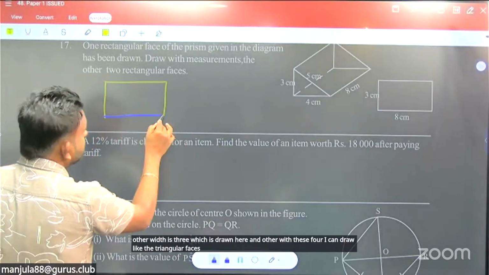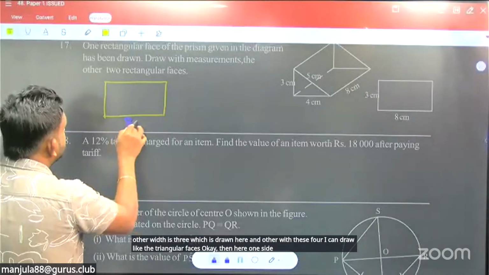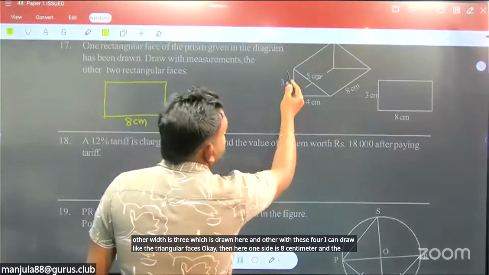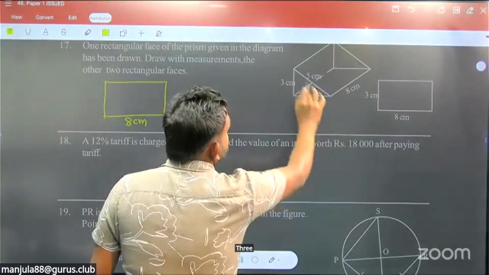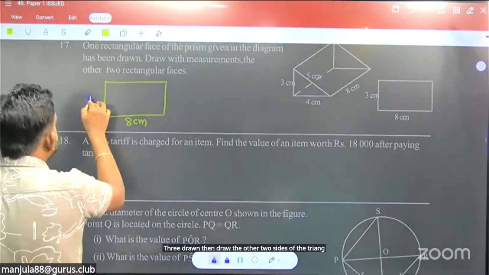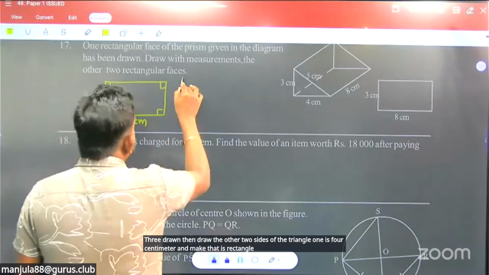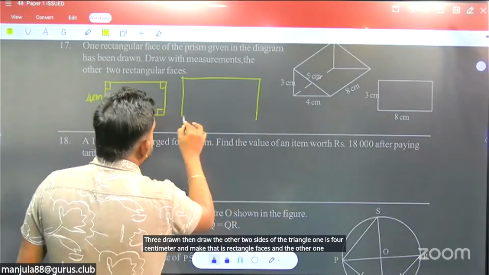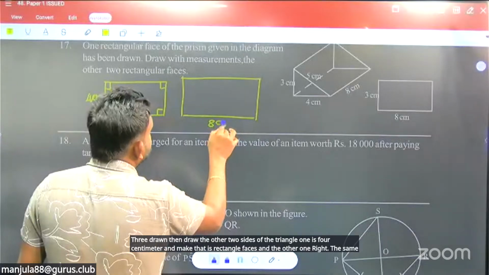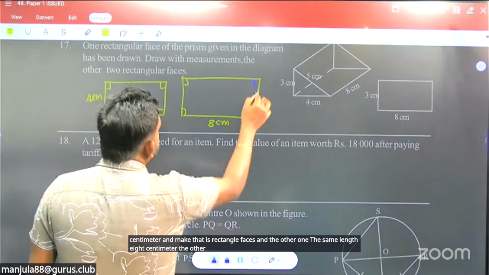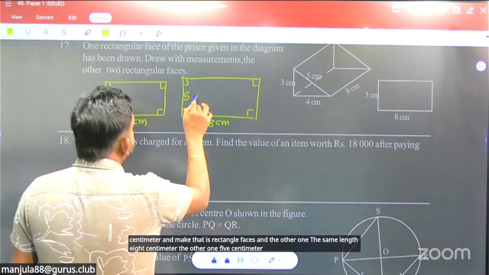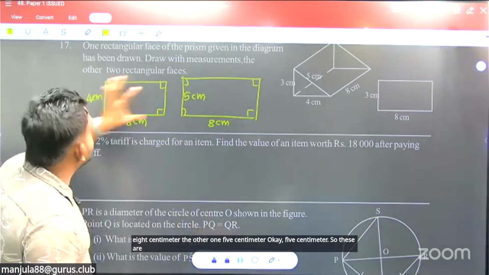Okay, then here one side is 8 centimeter and the width is how much? 3, drawn. Then draw the other two sides of the triangle. One is 4 centimeter and make that a rectangle face, and the other one, the same length, 8 centimeter, the other one 5 centimeter. Okay, 5 centimeter. So these are the other two rectangular faces.